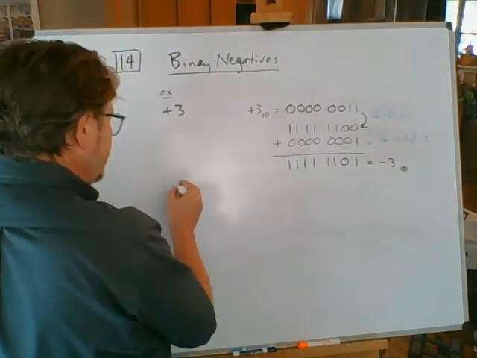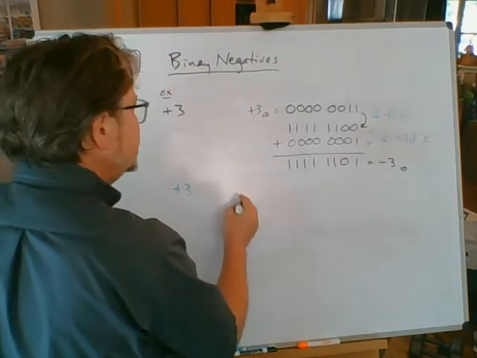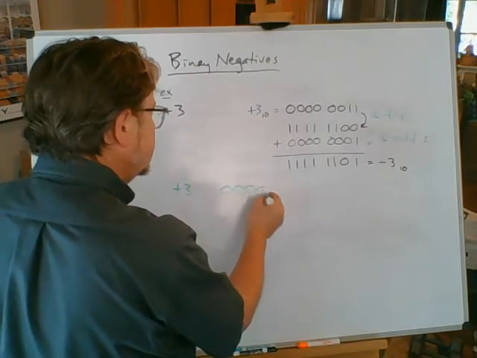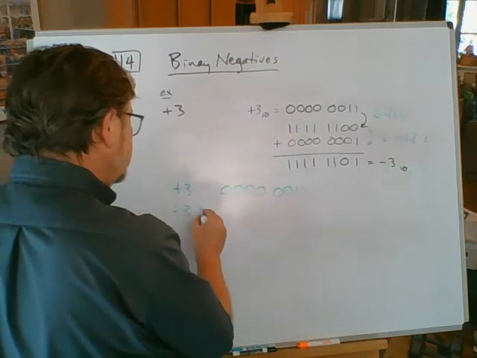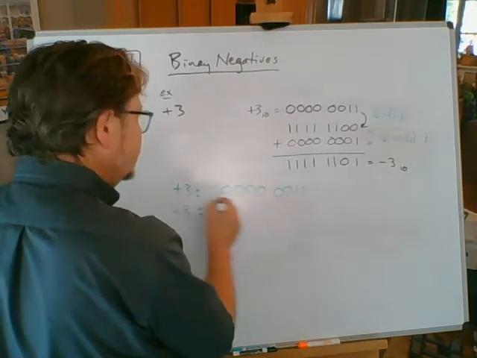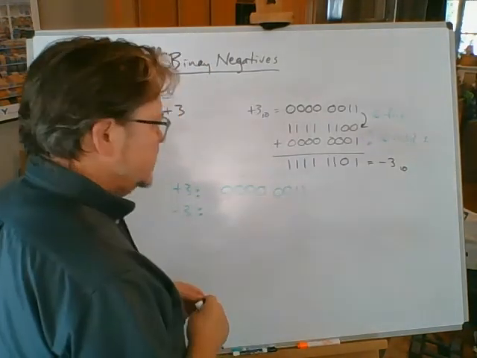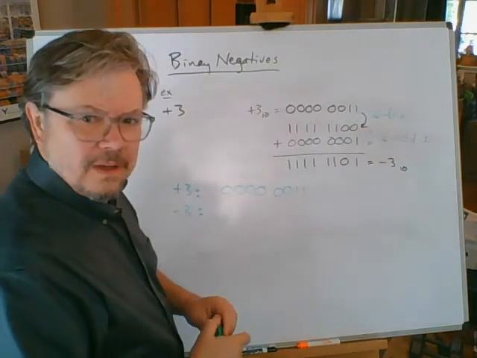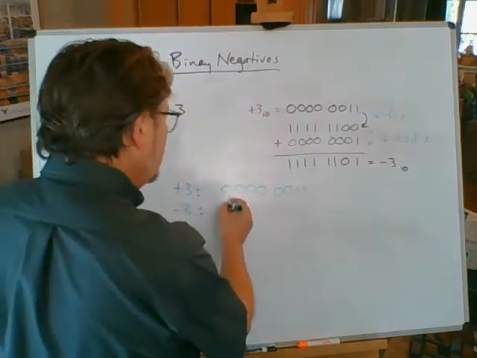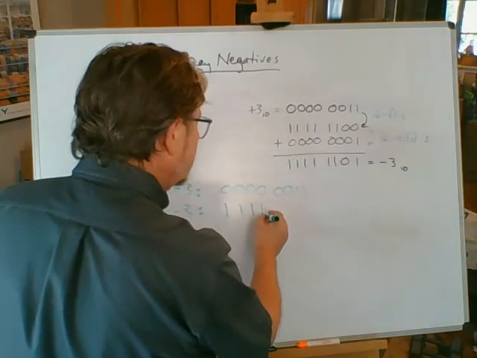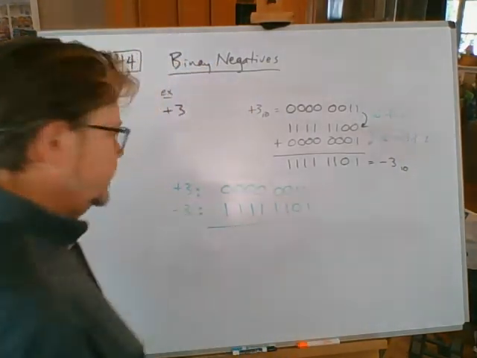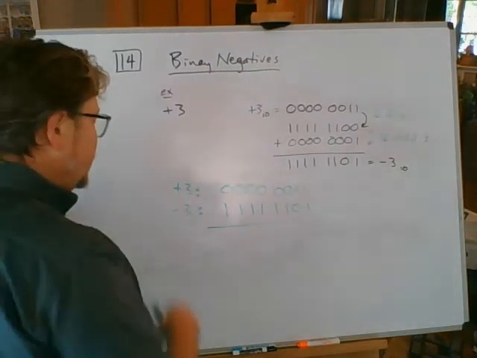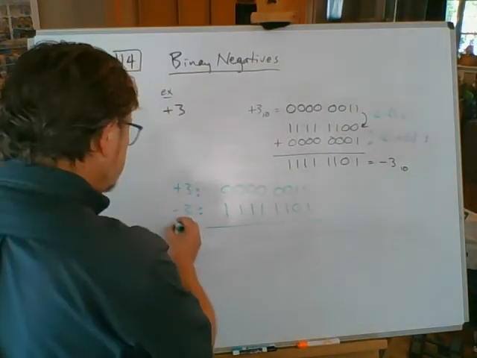Positive 3 is 0, 0, 0, 0, 0, 0, 1, 1. Our new version of negative 3, let's try that out. Look at that, that doesn't look like 3 at all. That is purely just a bit pattern. 1, 1, 1, 1, 1, 1, 0, 1. Over here, add positive 3, negative 3. We're still going to get 0.